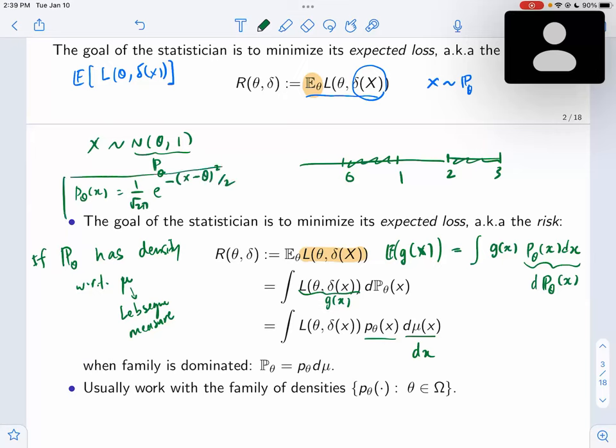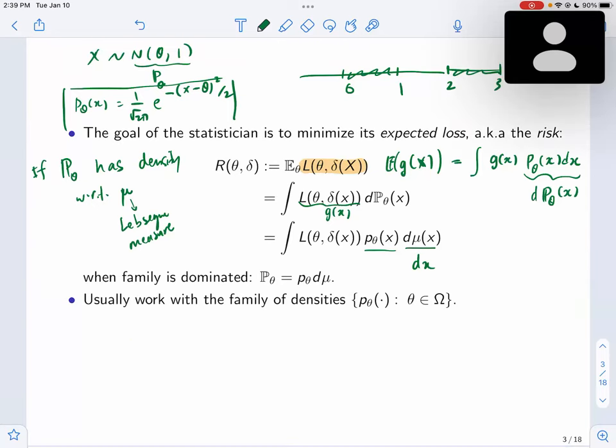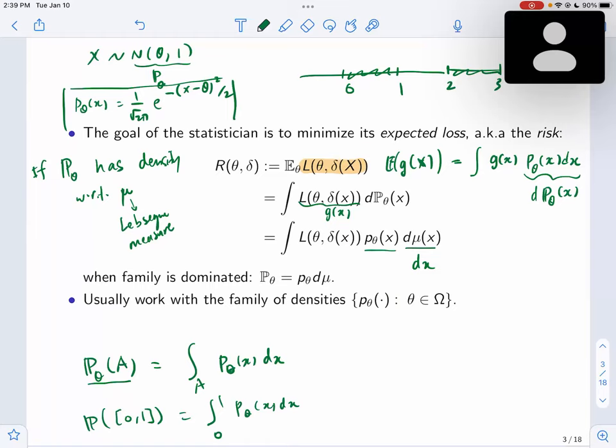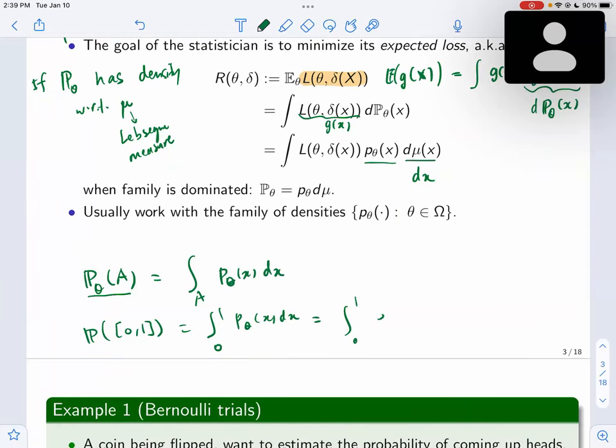So this is going to be the density. What it means is that I can take the integral of this density over an interval and get the probability. So P theta of A is the integral over A of p theta of x dx. That's basically the idea of a density. So the probability assigned to a set A, let's say the probability that I'm in [0, 1], is the integral from 0 to 1 of p theta of x dx. I can do it with any measurable set. So this would be, for example, the integral from 0 to 1 of e to the negative (x minus theta) squared over 2 dx.